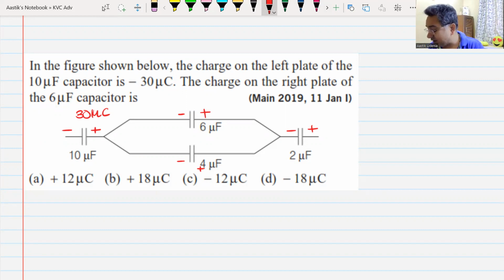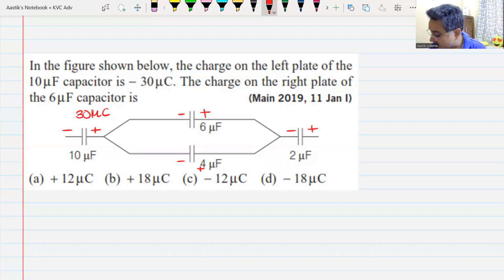How does charge divide? These are two capacitors in parallel. How does charge divide in parallel capacitors? Inverse. No, it divides in direct ratio.